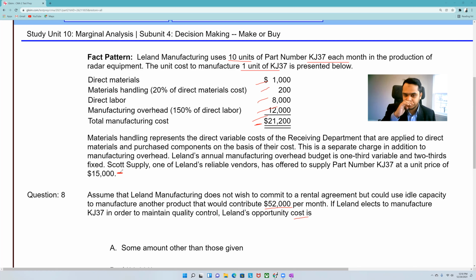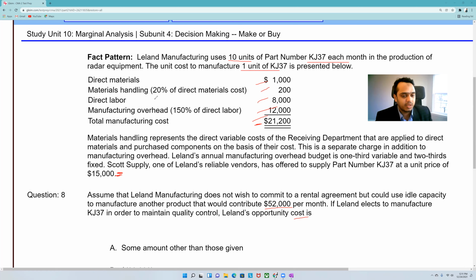So let me just understand what is the cost of buying it from outside. Is it just 15,000 or is it something more? Now here in the question itself it gave, material handling represents the direct variable cost of the receiving department. And this is a separate charge in addition to the manufacturing overhead. So what can it be?